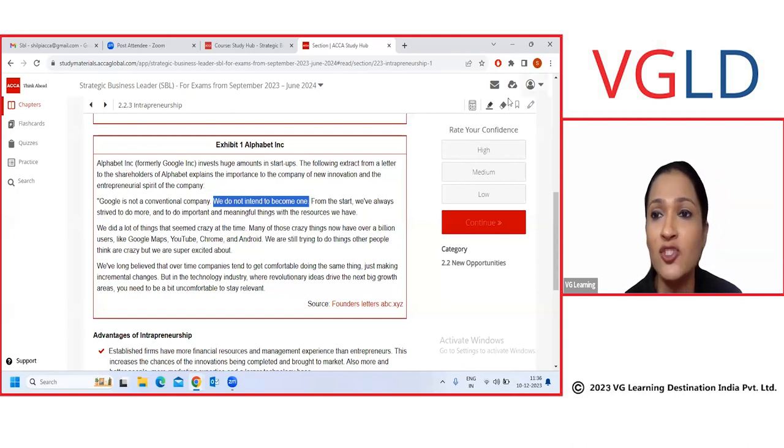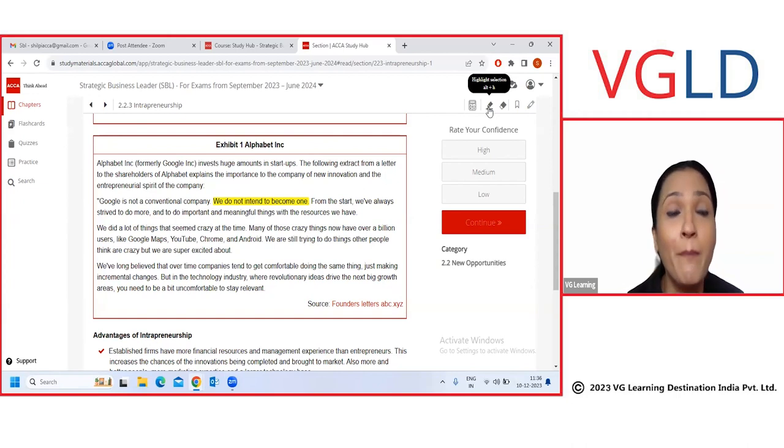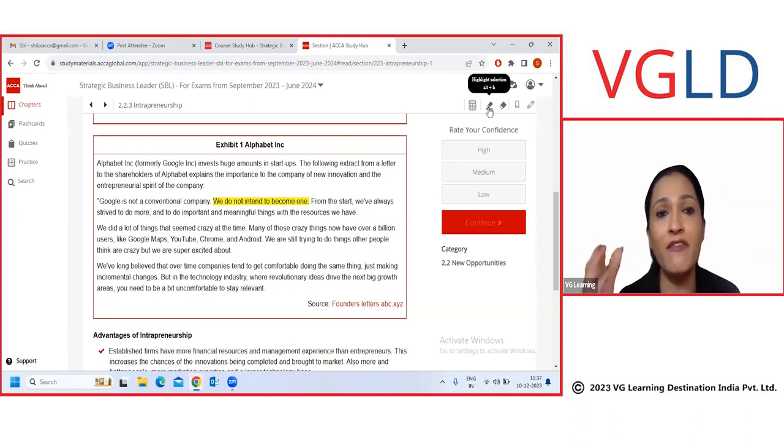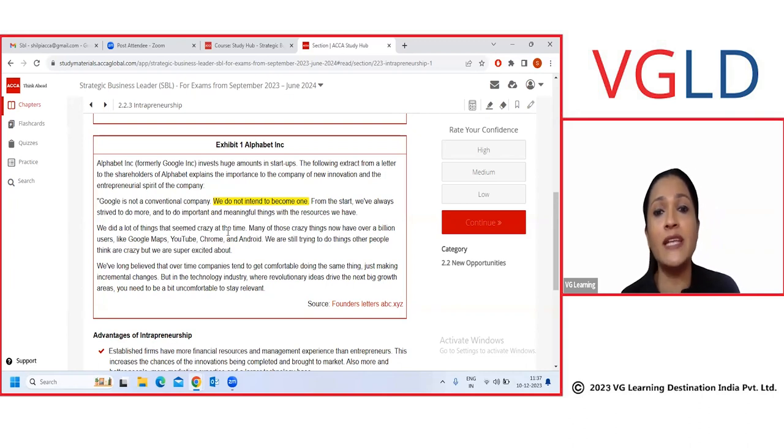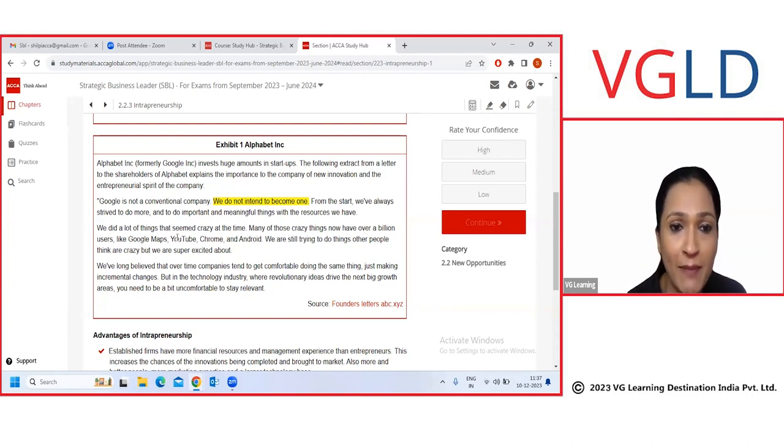From the start, we've always strived to do more important and meaningful things with the resources we have. So that clearly says that their drive, their passion at all times is to do something which is up and beyond any conventional way of looking at things. We did a lot of things that seemed crazy at the time. Many of those crazy things now have over 1 billion users. Google Maps, YouTube, Chrome, Android. Obviously, at the start, people might have thought that they are crazy, but we were always super excited about these things.